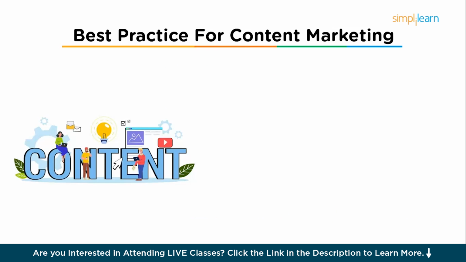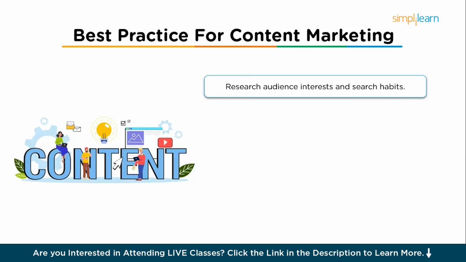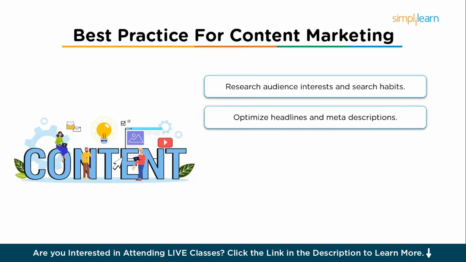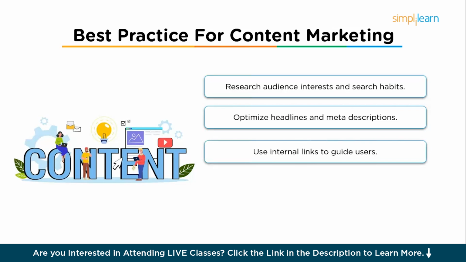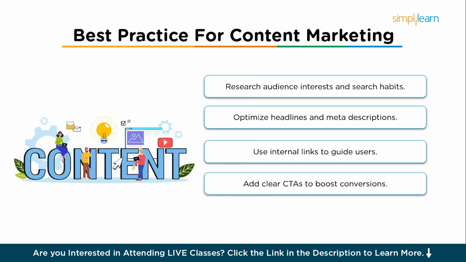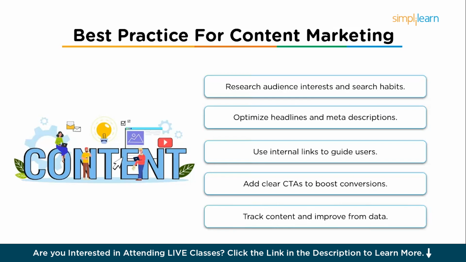So, what are the best practices for content marketing? First, research your audience interest and search behavior before content creation. Optimize headlines and meta descriptions for SEO and click through. Then use internal linking to guide users through your content ecosystem. Then include clear calls to action, CTAs, to drive conversion. Then monitor content performance and iterate based on the data.